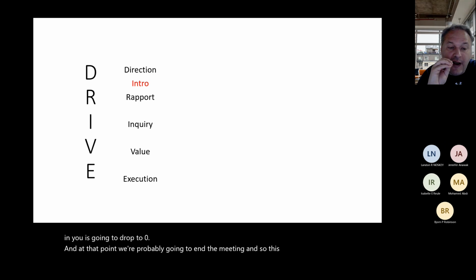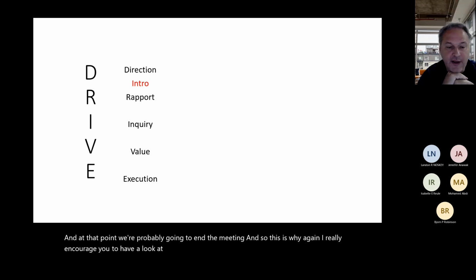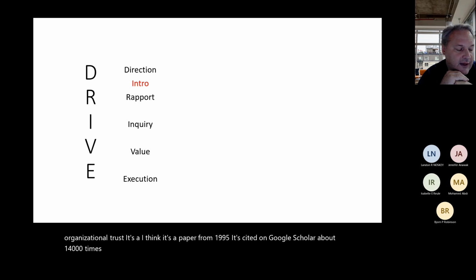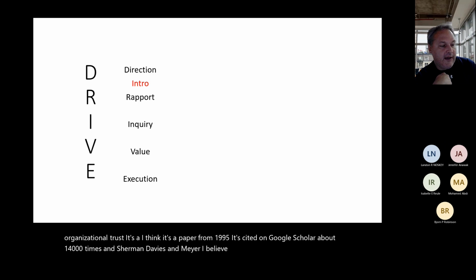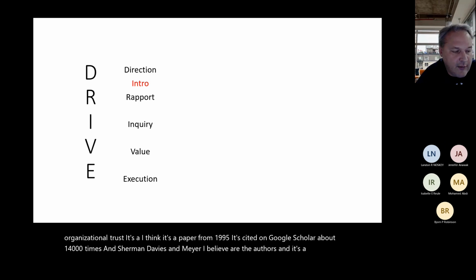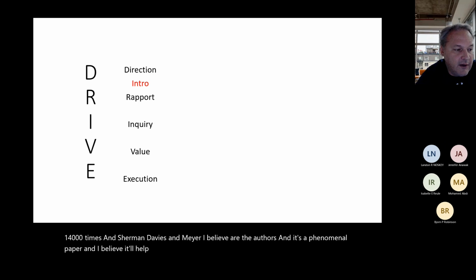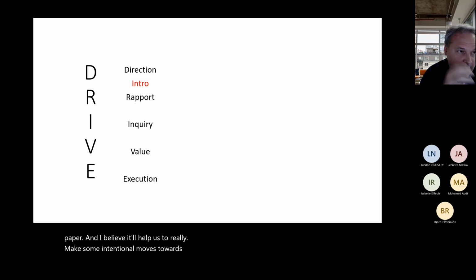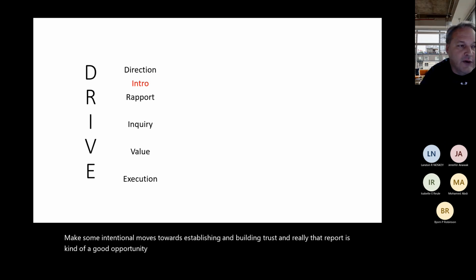And so this is why, again, I really encourage you to have a look at that model outside of the class, an integrated model of organizational trust. I think it's a paper from 1995. It's cited on Google Scholar about 14,000 times. And Schuurman, Davies, and Meyer, I believe, are the authors. And it's a phenomenal paper, and I believe it'll help us to really make some intentional moves towards establishing and building trust. And really, that rapport is kind of a good opportunity. And I hope you understand the logic of why rapport is a critical component of that.